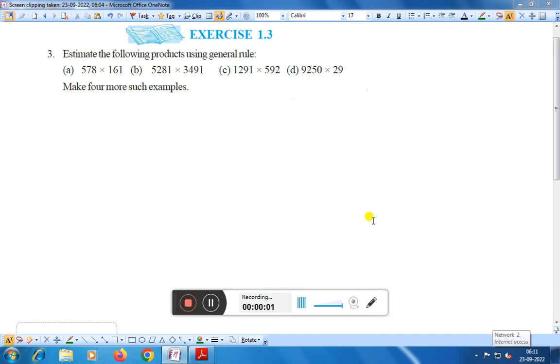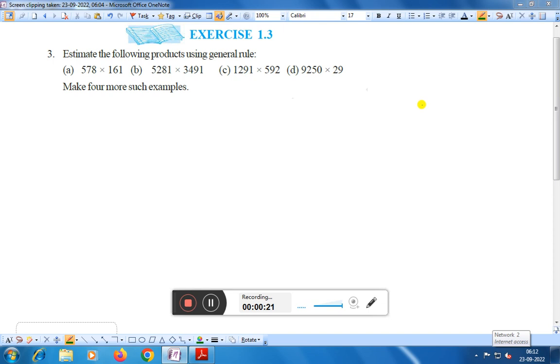Dear friends, today we shall do exercise 1.3 question number 3. Estimate the following products using general rule. First of all, we have to know what is the meaning of general rule. General rule means we have to estimate the number according to the highest place value.